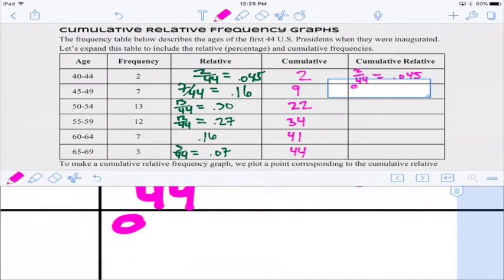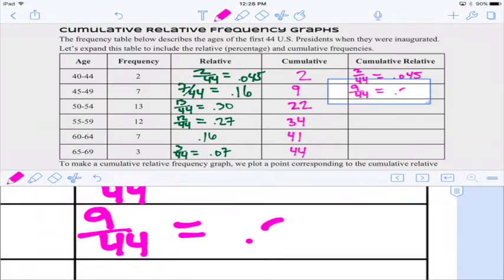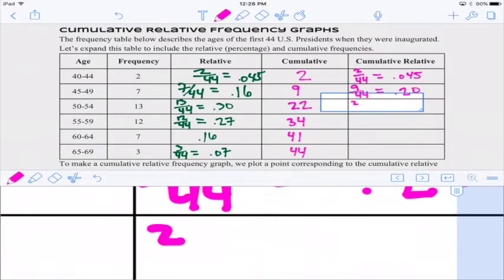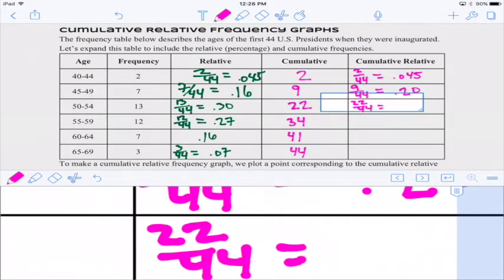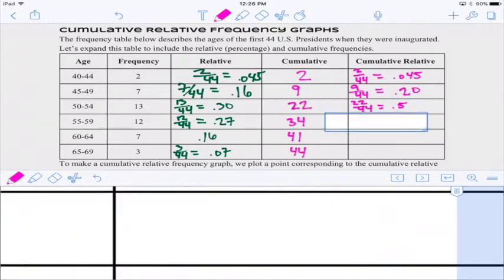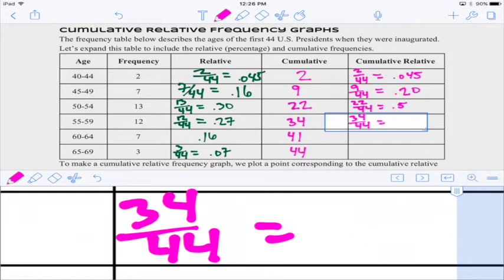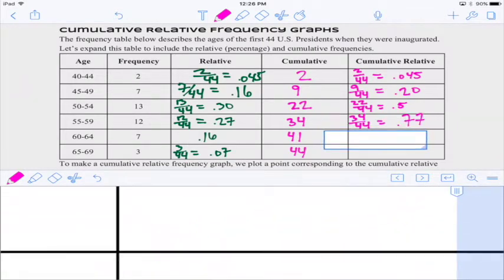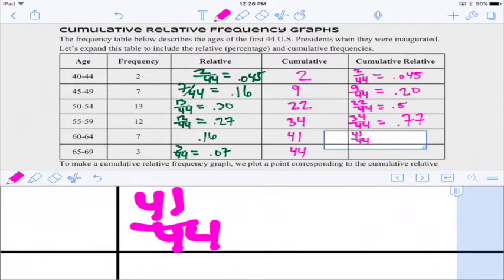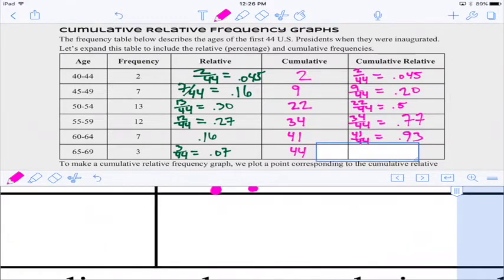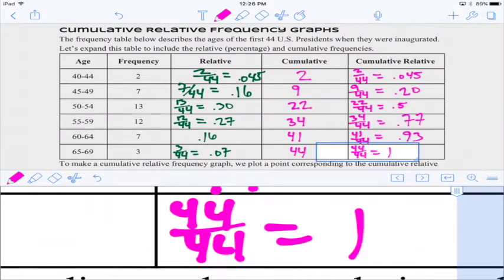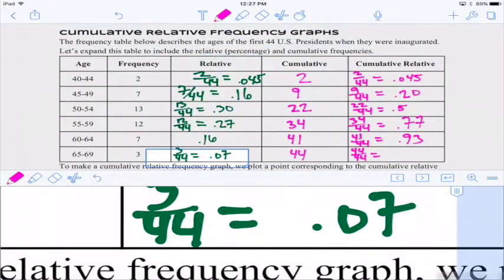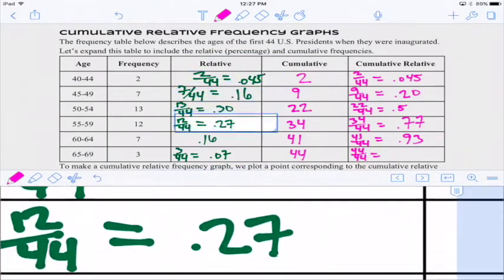This one is now 9 out of 44, which is 0.20. This one's 22 out of 44. I could do that one in my head. That's 0.5, 50%. Then there's 34 out of 44. See, we're approaching 1, 0.77. 41 out of 44, 0.93. And 44 out of 44, which is 1. See how we have the relative frequencies, but they're adding up. We could have also just added these all together, and that would have given us the same thing.